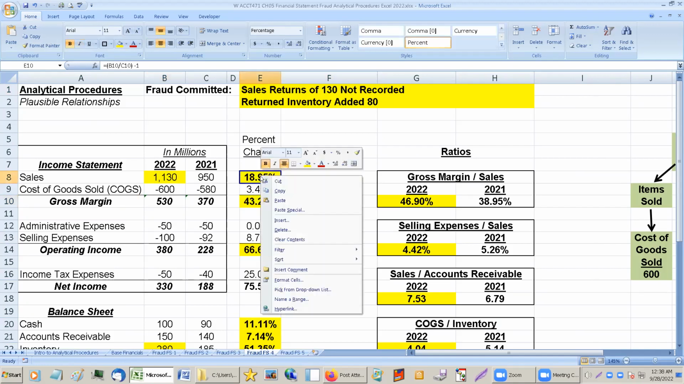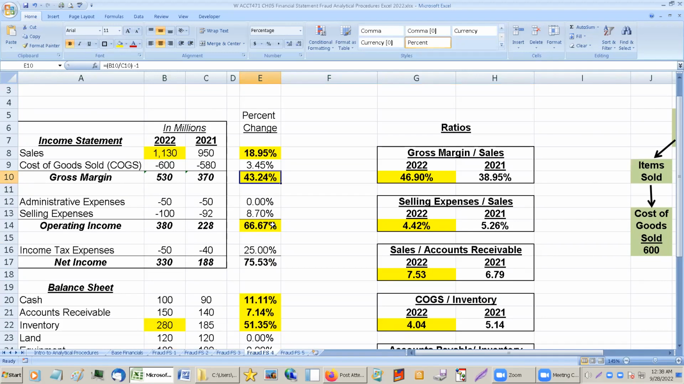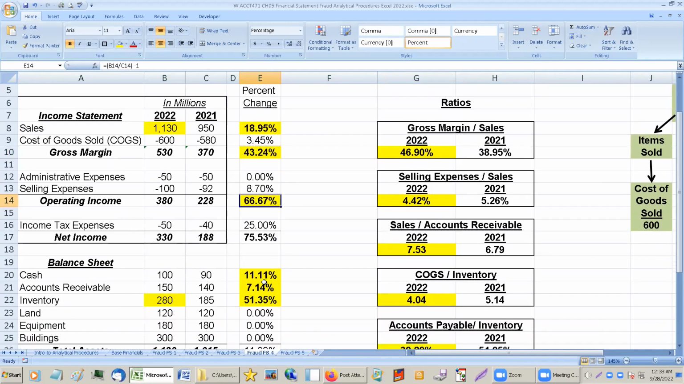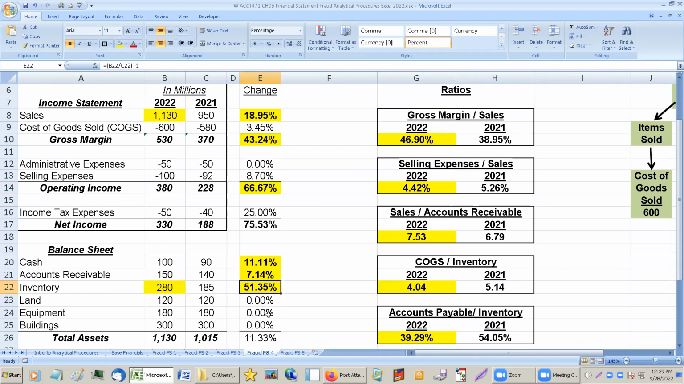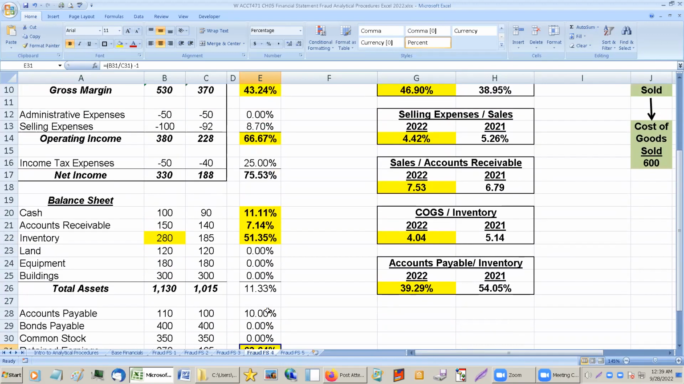Okay, so you're going to run into some percent changes here that are going to be big. The gross margin is going to be really big. Go to the balance sheet. Notice the inventory really jumps up. And again, that's unusual to have extra inventory. Retained earnings shows quite a bit more just because you have more income.